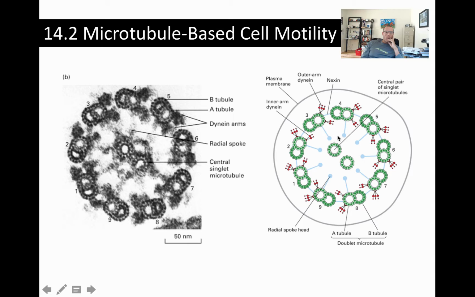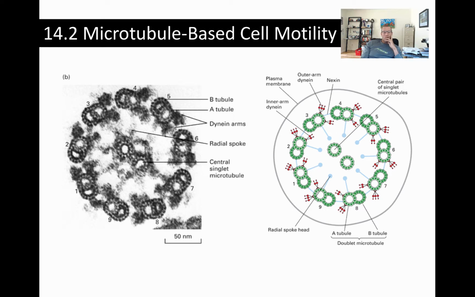Each A tubule, so that's the complete ring, has one of these radial spokes associated with it, and you can see there is also a side arm, and then there are side arms of axonemal dynein. We talked about dynein before, primarily cytoplasmic dynein. This is axonemal dynein, structurally slightly different. And it's the axonemal dynein which is involved in the sliding of the microtubules against one another, which leads to the bending that you need to get this motion, or the undulation, in the flagella.